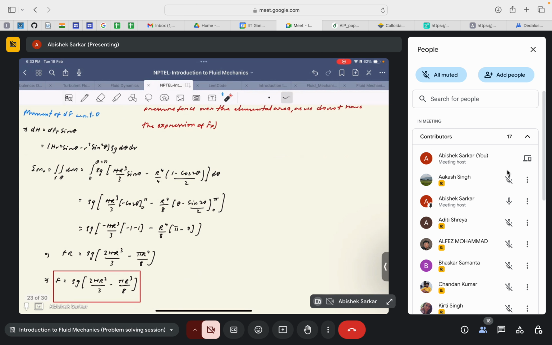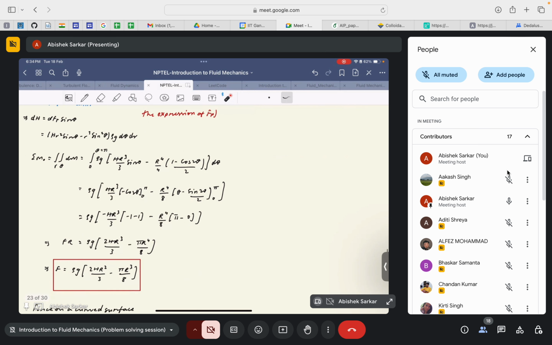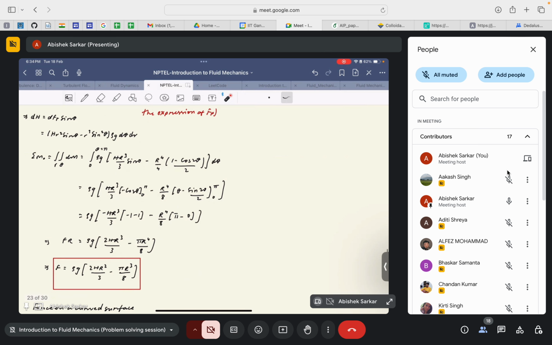Then the integration is from 0 to pi of rho g, where the integrand is h r cubed by 3 sin theta minus r to the 4 by 4 times 1 minus cos 2 theta by 2, d theta. Once you do the integration with respect to theta, you will get rho g times, integration of sin theta would be minus cos theta, so h r cubed by 3 into minus cos theta, where theta varies from 0 to pi, and integration of this would be theta by 2, or you can just take 2 out here, so it will become theta minus sin 2 theta by 2, and theta will vary from 0 to pi.